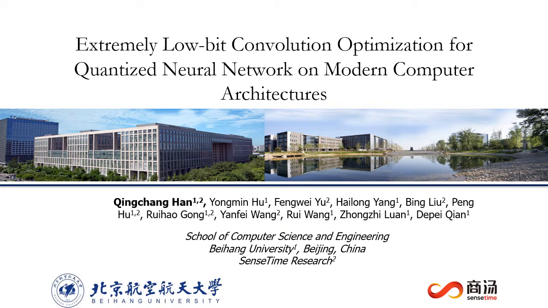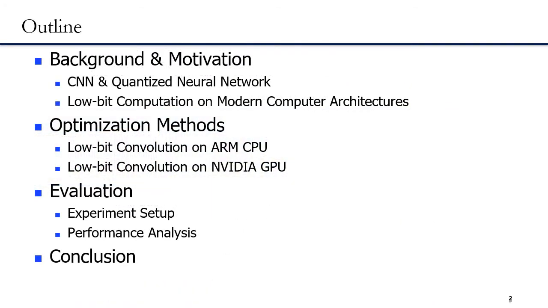Today, I will introduce our work, Extremely Low-Bit Convolution Optimization for Quantized Neural Network on Modern Computer Architectures. The presentation is organized as 4 sections. Firstly, I will introduce the background, and then I will present our optimization methods on ARM CPU and NVIDIA GPU. After that, I will show the experimental results. Finally, I will make a conclusion.